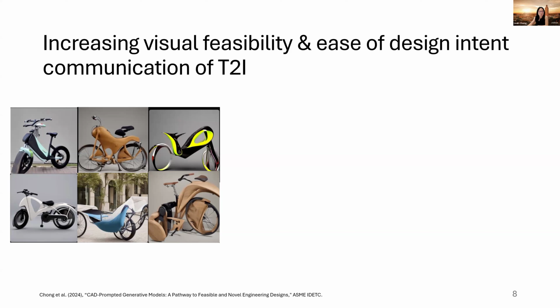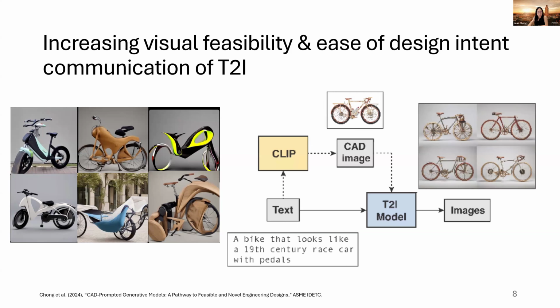So we want to increase visual feasibility while retaining the creativity of text-to-image models. Also, a lot of times with text-to-image models, the input is in the form of text. So we want to increase the ease of design intent communication, which is often not done in text form in the traditional design process, but more through sketches and images and so forth. So something that I proposed in this work is this. I know it's a little bit pixelated, but hopefully you can read it.